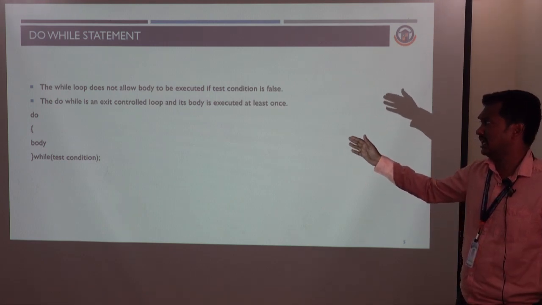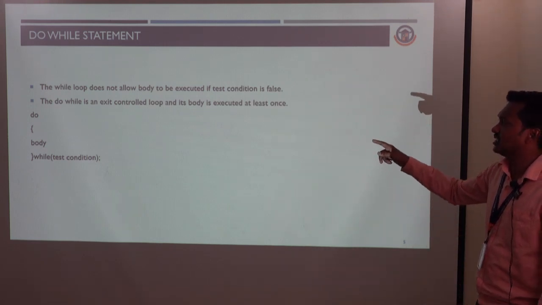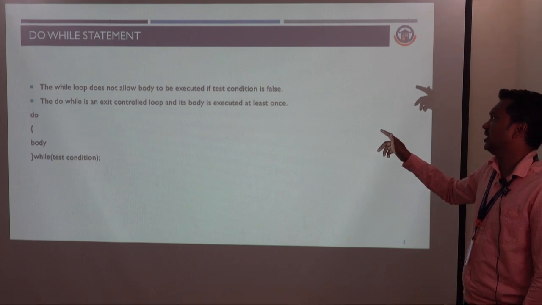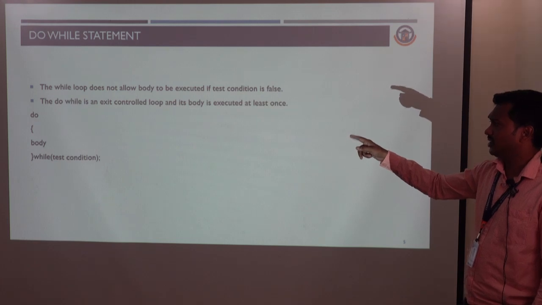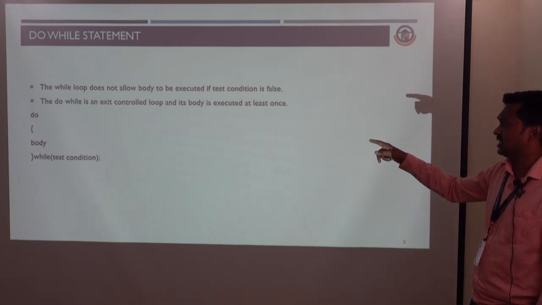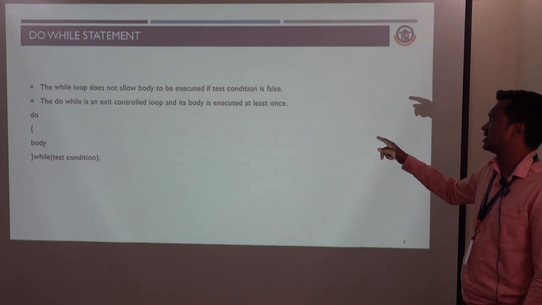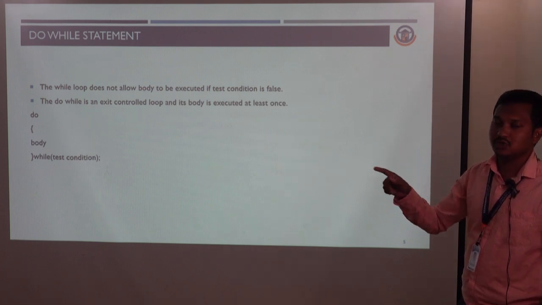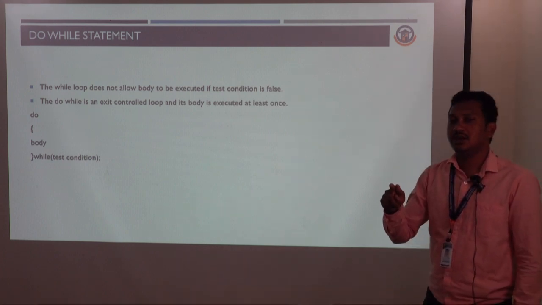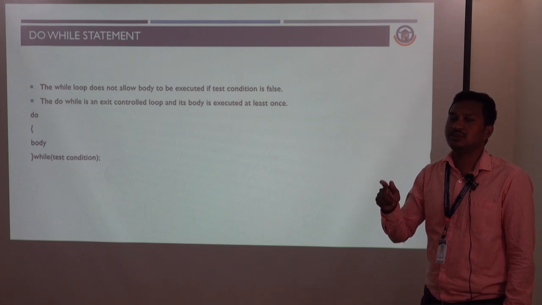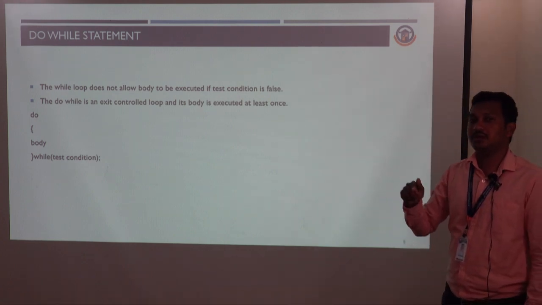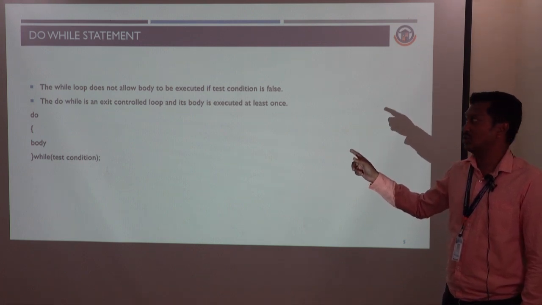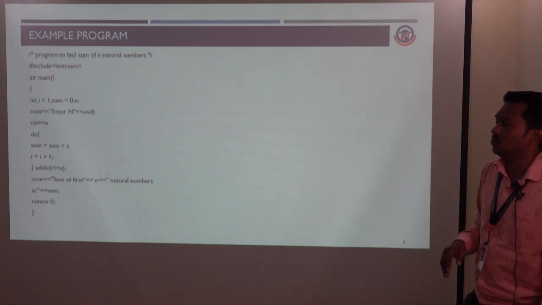That is what they are saying here: the while loop does not allow the body to execute if the test condition is false. Do while is an exit control loop, and its body is executed at least once. So the main difference is that in while, if the condition is false the statement will not execute, but in do while the body of the loop will be executed at least one time. That is the main thing. Next we go to the for loop.